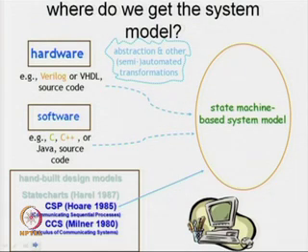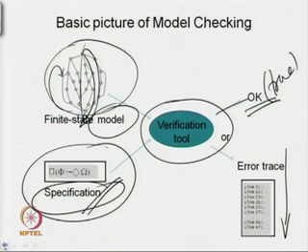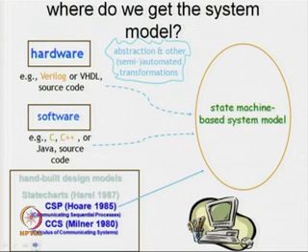Now, where are we going to get this state based machine from? I am saying that we need a model. In the previous slide I said that these are the two inputs, one is your specification, the second one is your model. Where are we going to get this particular model from? We are looking for this particular model.